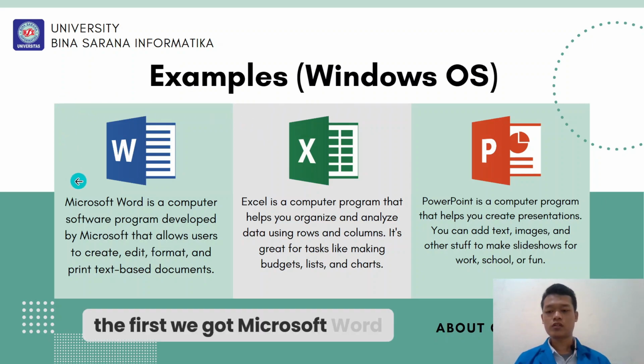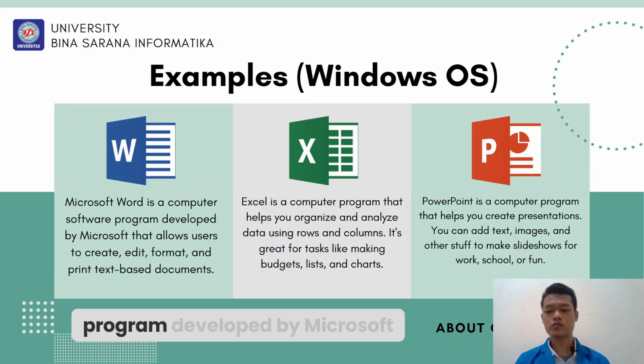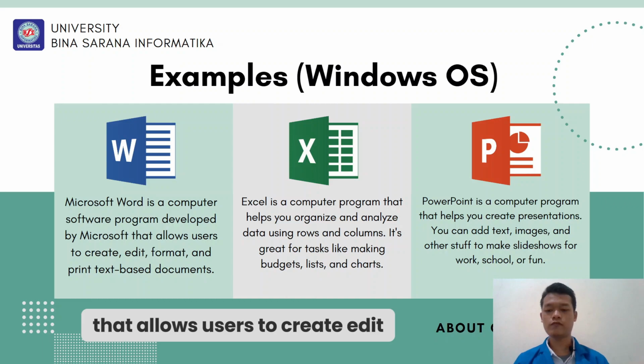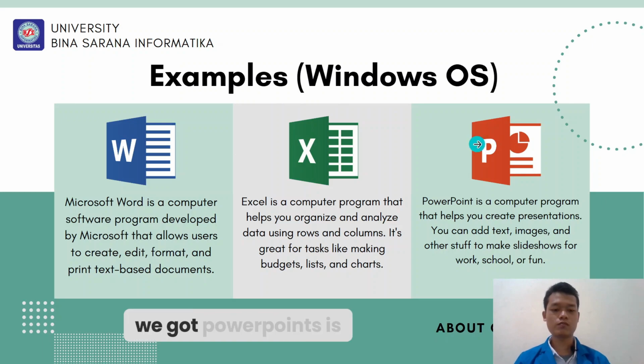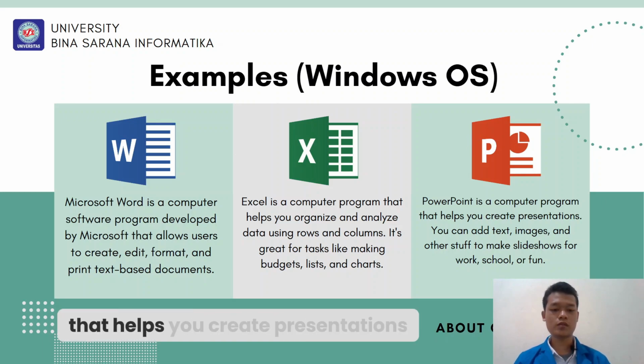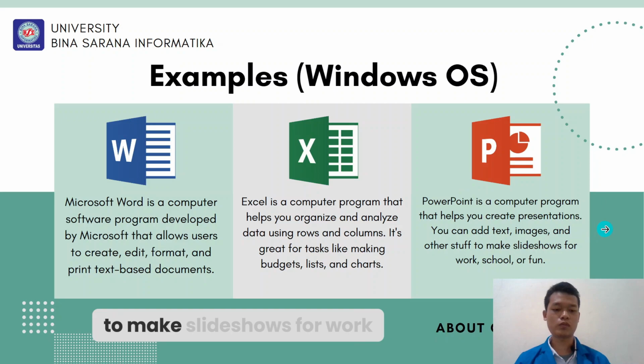The first we got Microsoft Word is a computer software program developed by Microsoft that allows users to create, edit, format, and print text-based documents. The second is Excel. It's a computer program that helps you organize and analyze data using rows and columns. It's great for tasks like making budgets, lists, and charts. The third we got PowerPoint is a computer program that helps you create presentations. You can add text, image, and other stuff to make slideshows for work, school, or just for fun.